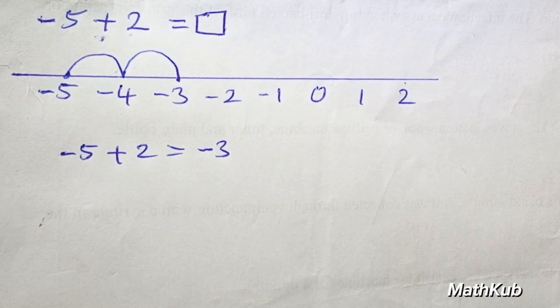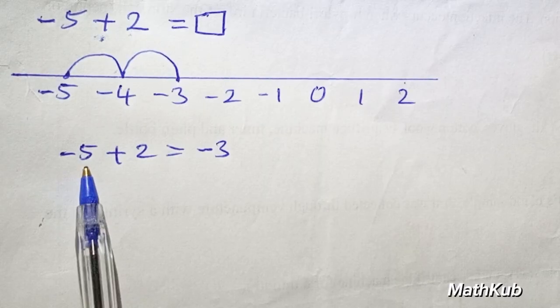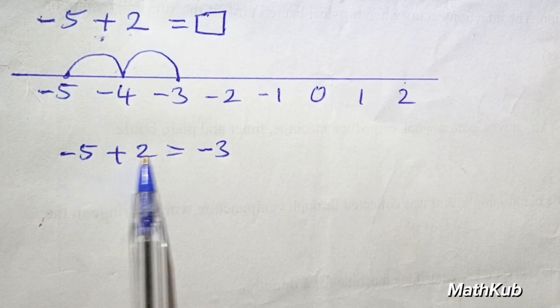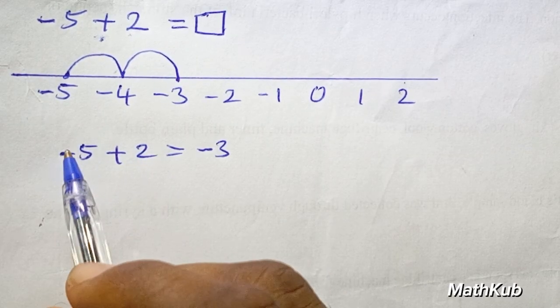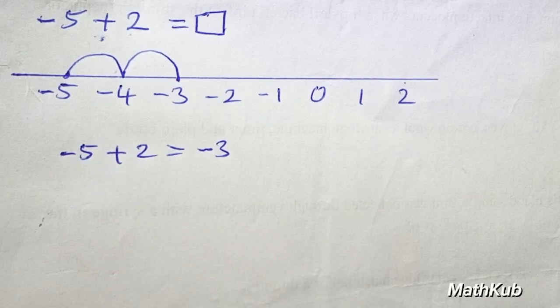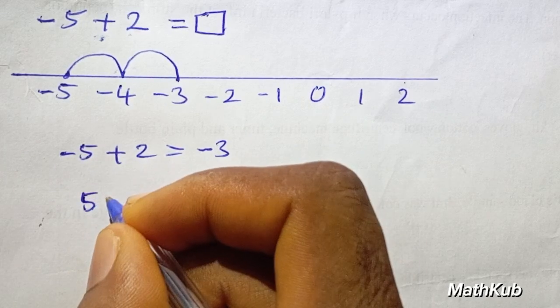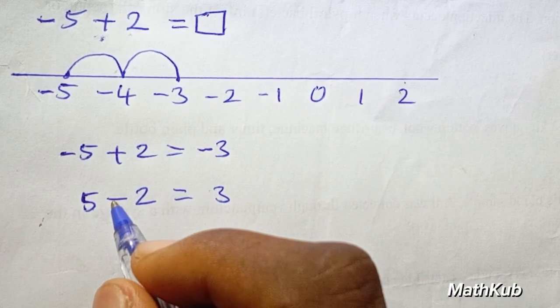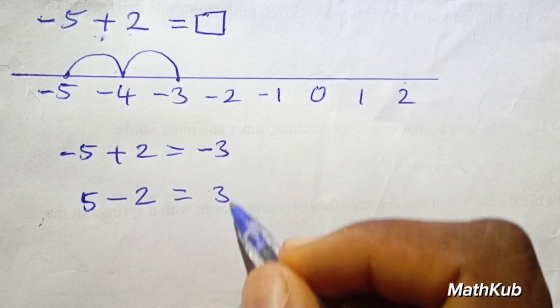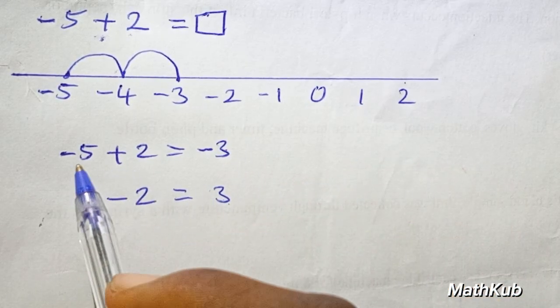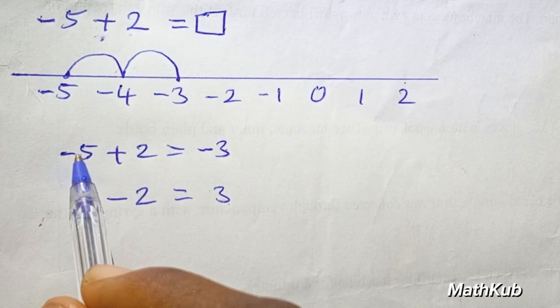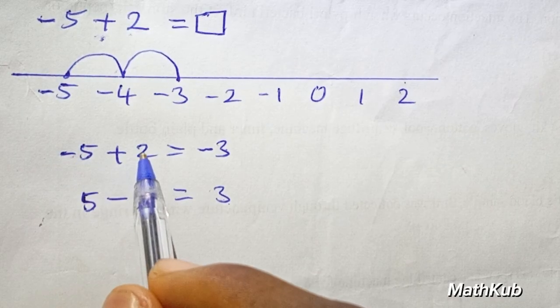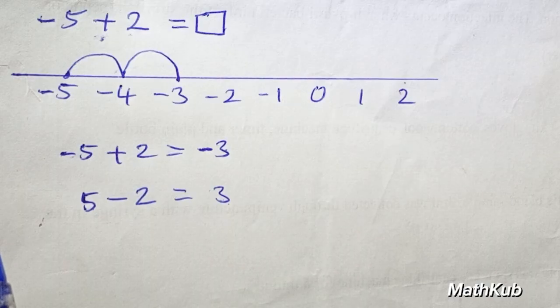And again, let me explain something. In case you don't want to use the number line, when you see minus 5 plus 2, it is the same thing as saying 5 minus 2, which is what? 3. Right? 5 minus 2 is 3. But you maintain the sign of the biggest number. 5 is bigger than 2. That is why here is minus.